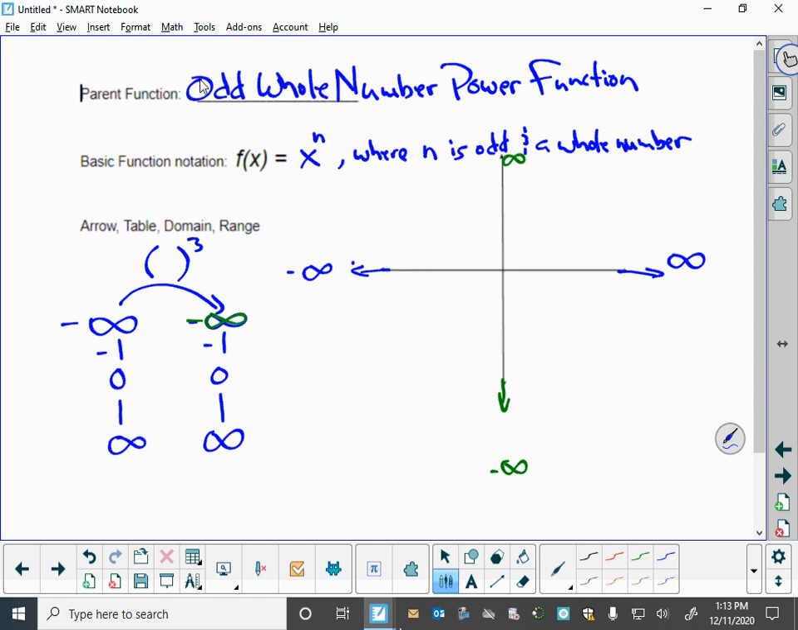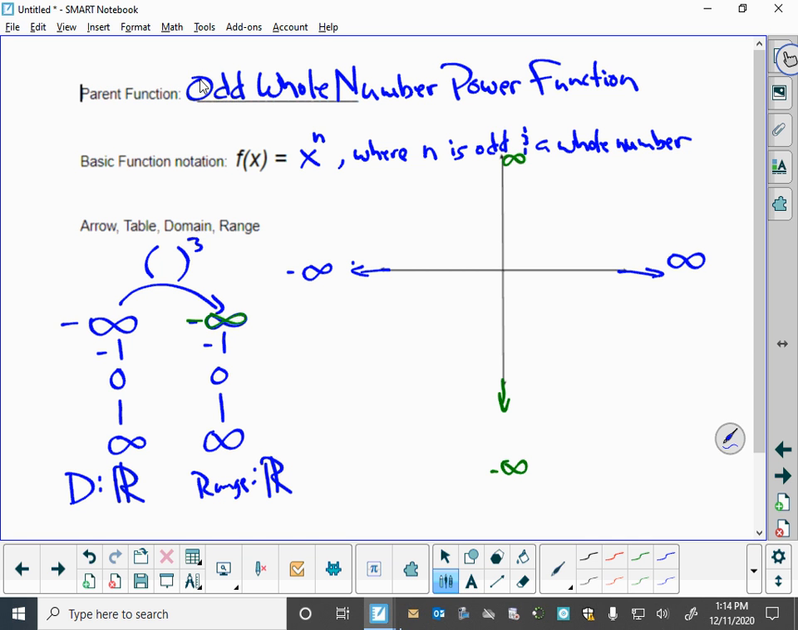So this gives us a domain. We can see the inputs are covered from negative infinity to positive infinity. So we say that the domain here is all real numbers, and the range, we see the range covers the same thing as well, so the range is also all real numbers.